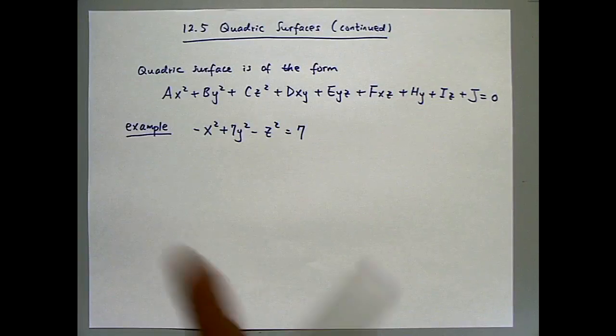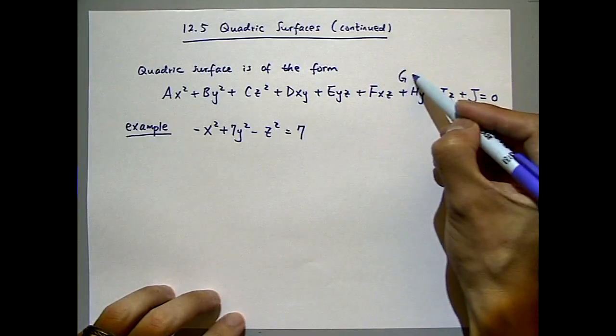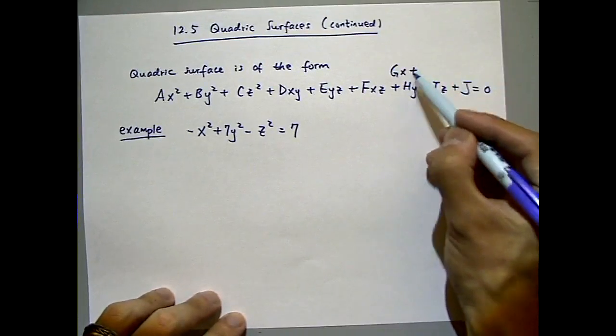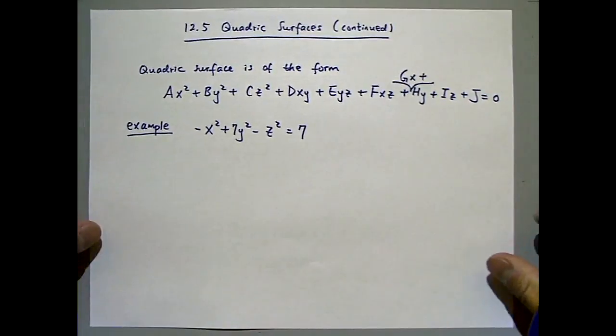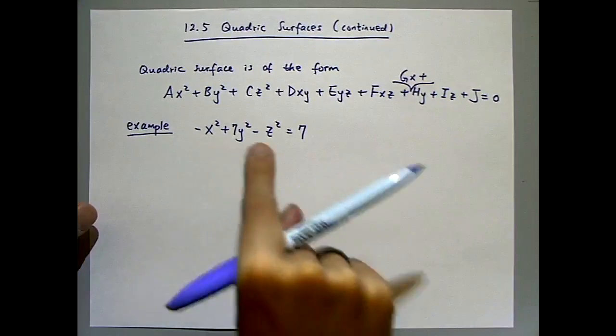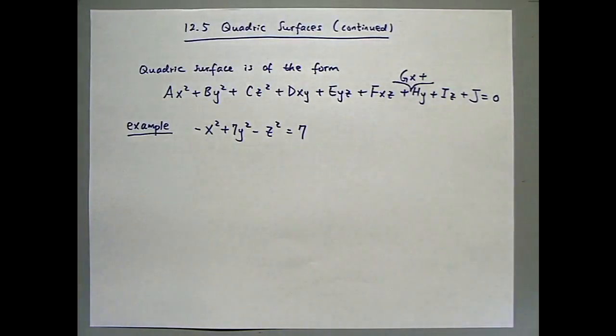Did I skip G? A, B, C, D, E. I did skip G. Yes, it goes right here, right? G, x. All right, sorry about that. There, that looks good.